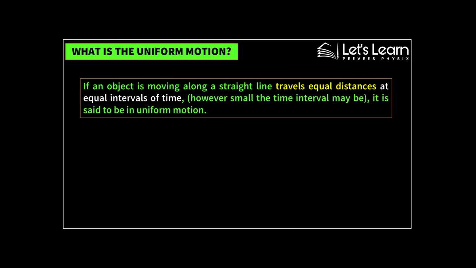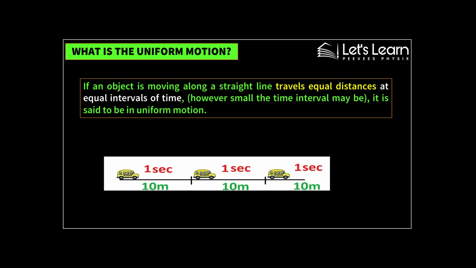What do you mean by uniform motion? If an object is traveling equal distances, look at this. The school bus travels 10 meter in the first 1 second, another 10 meter in the next 1 second, another 10 meter in the remaining 1 second. What do you see here? Travels equal distances in equal time interval. However small the time interval may be, we call it as uniform motion. So in uniform motion, the object travels equal distances in equal time interval.